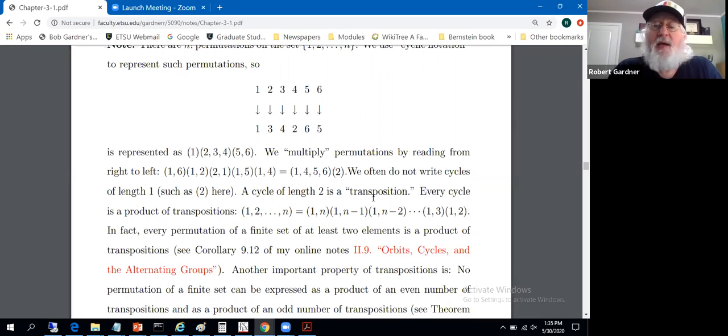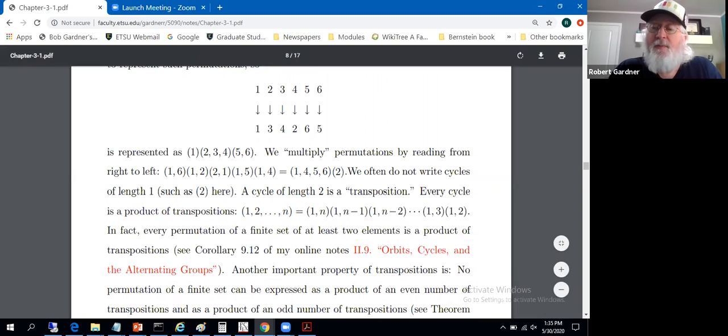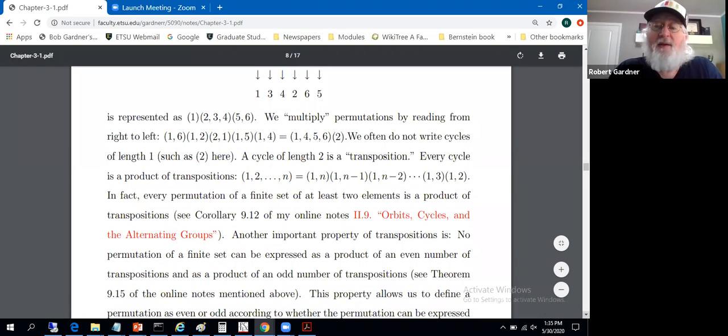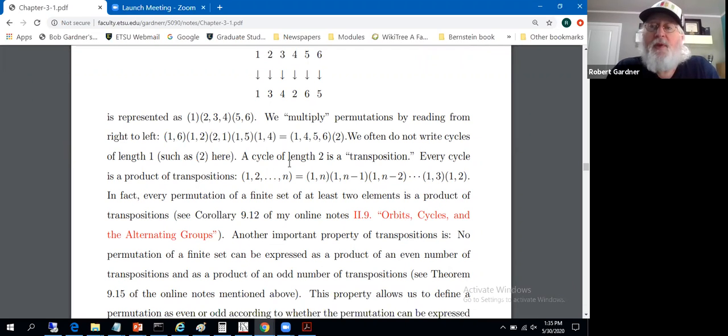But a cycle of length 2 is called a transposition, and in fact we can write any cycle as a product of transpositions. You do so as follows. Consider the cycle that maps 1 to 2, 2 to 3, n minus 1 to n, and n back to 1. Okay, we could write that as a product of these transpositions: (1 n), (1 n minus 1), (1 n minus 2), and you keep decreasing that second entry till you get down to 3 and to 2. All right, 1 should be mapped to 2.